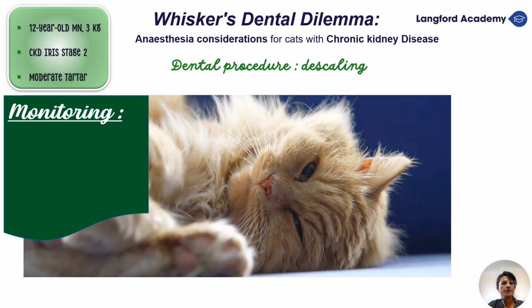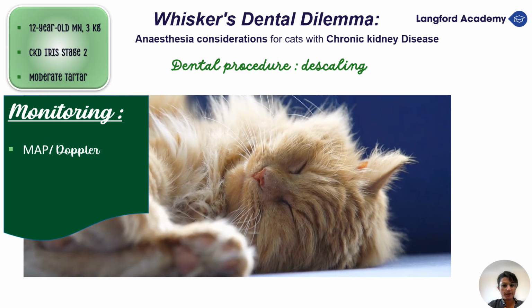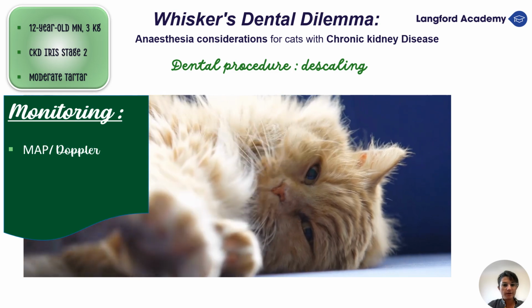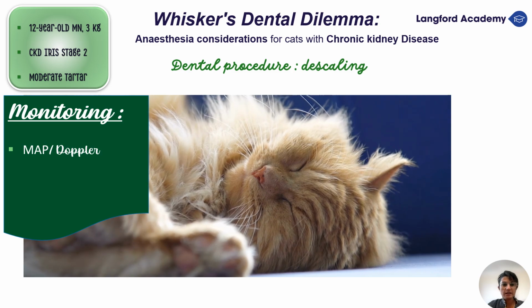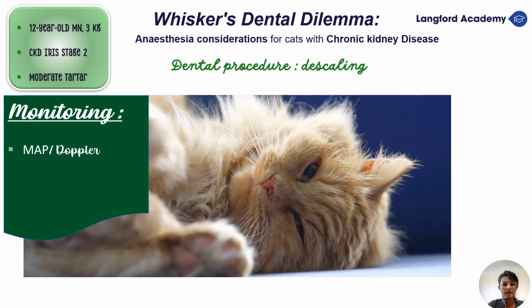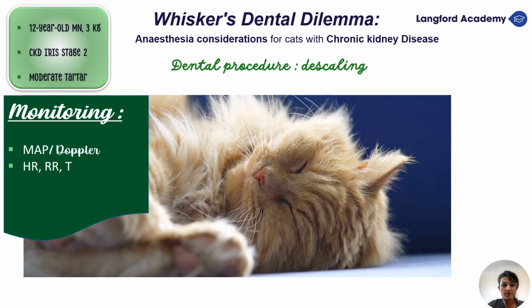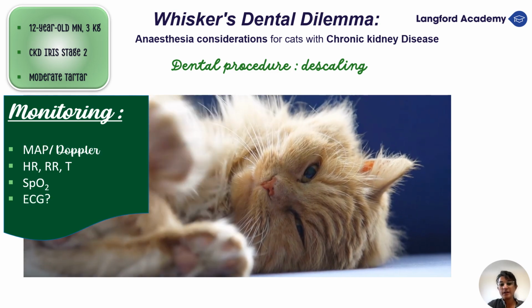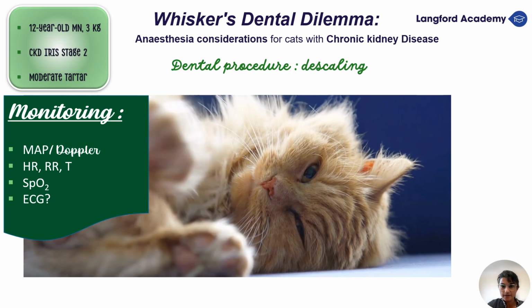So what to monitor for Whisker? We need to monitor the mean arterial pressure or the Doppler. It's essential. If they become hypotensive, it can worsen their disease, as well as if they become hypertensive. Heart rate, respiratory rate and temperature, again, it's a must, it's the law. And SpO2 could be good, ECG could be good. ECG mainly because they have a kidney disease, so they may have renal impairment that leads to electrolyte imbalance.